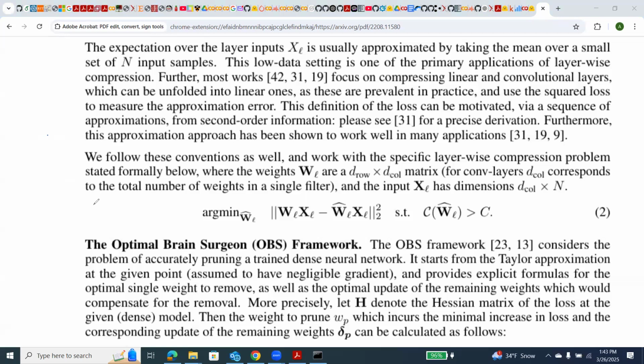So the Hessian will be X transpose times X. Because if you want to minimize this squared function, then you will have the second order term, W transpose times X transpose times X times W. And if you take the derivative, then you will get this second derivative, W will go away, and you will have only X transpose times X.